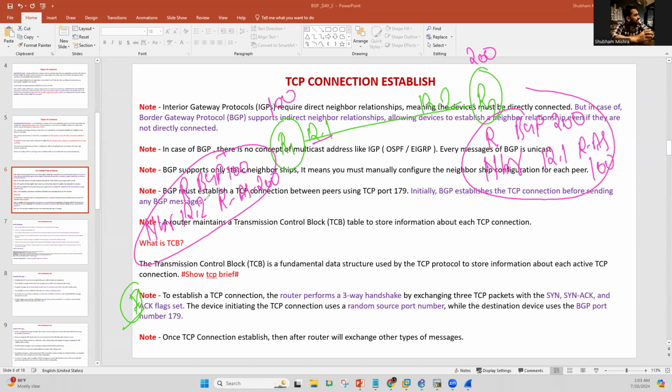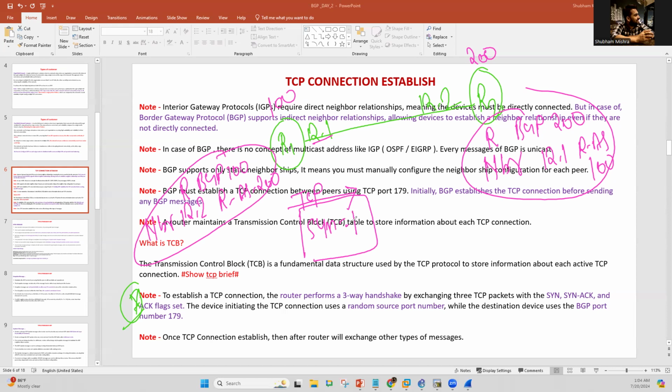Let's suppose on R1, I configure this one. On R2, I configure this one. Let's suppose R1 is initiating the TCP connection. So R1 sends one TCP packet. Are you getting my point? Now, in a TCP packet, I told you many times, there are multiple types of flags. In the TCP packet, R1 enables one flag that is called the SYN flag, synchronization flag. And R1 sends this TCP packet towards R2.